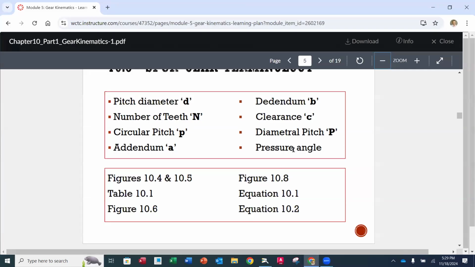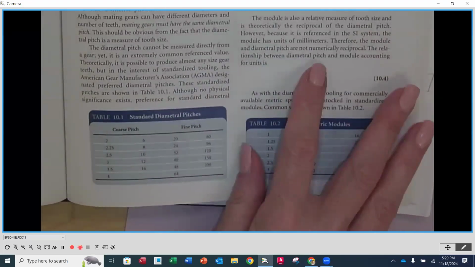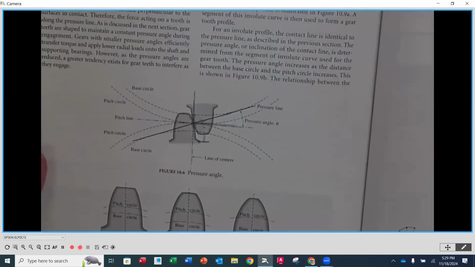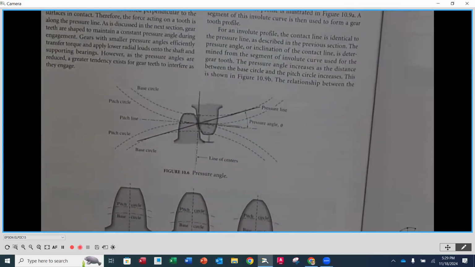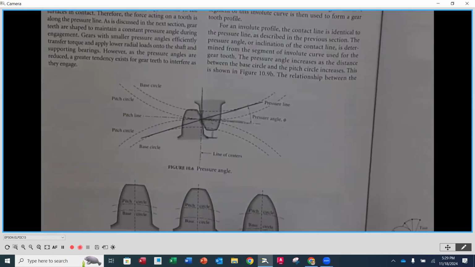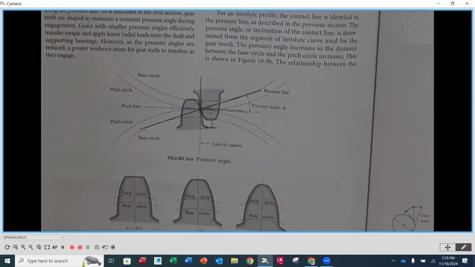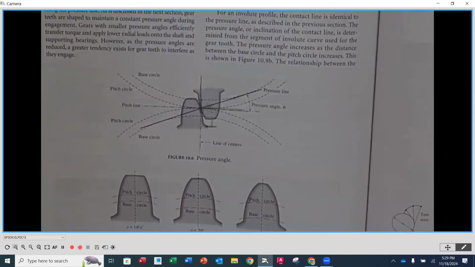The next thing on here that we haven't covered yet is going to be pressure angle. If we turn the page, pressure angle is going to be the angle that is created by the resultant force that the driving gear is going to be transmitting to the driven gear.